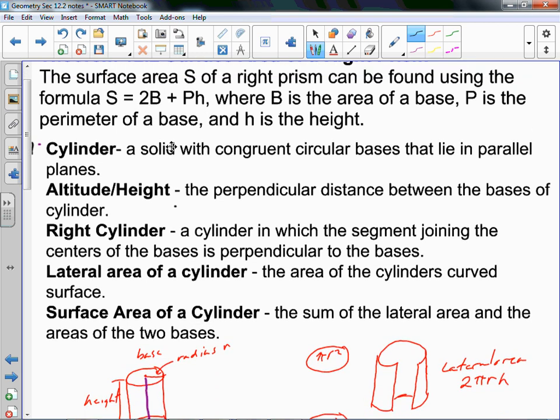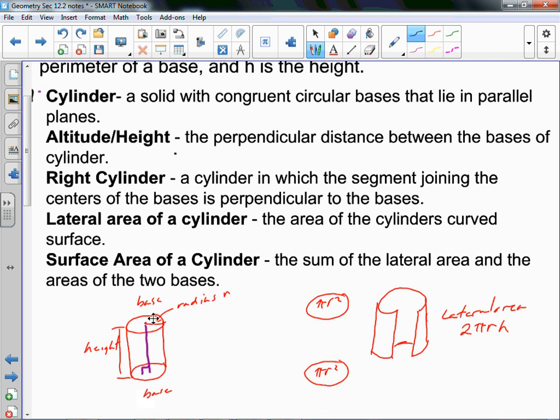So then, moving on from prisms, we've got cylinders, which are not really polyhedrons because they don't have polygon faces. But a cylinder is a solid with congruent circular bases that lie in parallel planes. So the top and bottom are circles instead of squares or rectangles or whatever. It's kind of the circular counterpart to a prism.